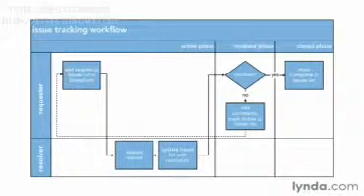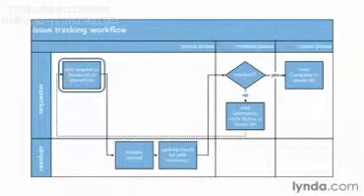I have a SharePoint issue list, and I've added the 3-state workflow to be able to automate my issue tracking. This is what this workflow looks like. A user adds a request to the issues list in SharePoint.